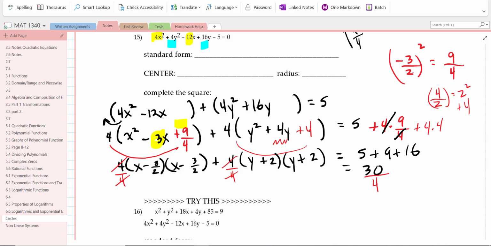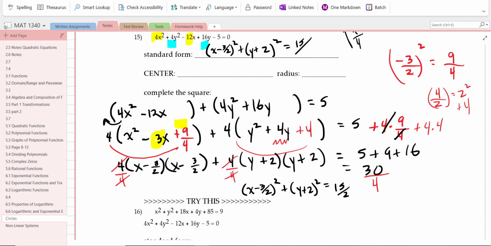So what you have as your standard form is x minus 3/2 to the second plus y plus 2 to the second, and then you can reduce 30/4ths to 15/2, like that. Okay, so the standard form is going to be x minus 3/2 squared plus y plus 2 squared is equal to 15/2, like that.